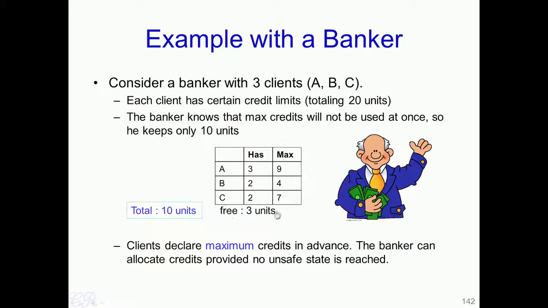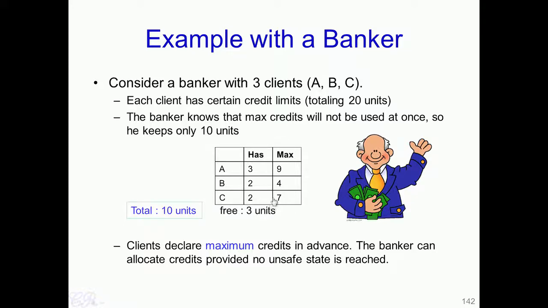To see what this means, let us consider this table with the 3 clients A, B and C, and each client has in his account some units. So, for instance, A has got 3 units, B has got 2 units and C has got 2 units. So, that is a total of 4, 5, 6, 7, and since the banker only keeps 10 units, the remaining 3 units are free and not allocated to any of the clients.